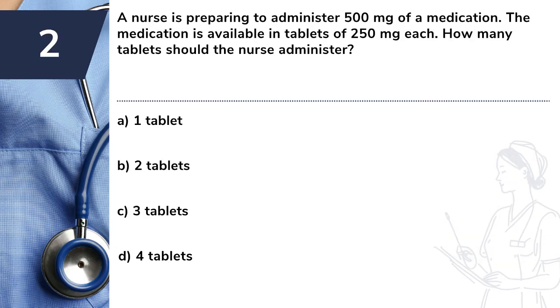Question 2. A nurse is preparing to administer 500 milligrams of a medication. The medication is available in tablets of 250 milligrams each. How many tablets should the nurse administer? A. 1 tablet. B. 2 tablets. C. 3 tablets. D. 4 tablets.